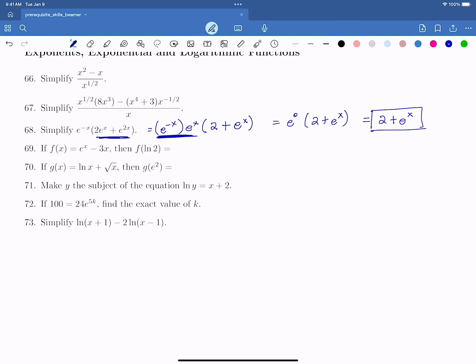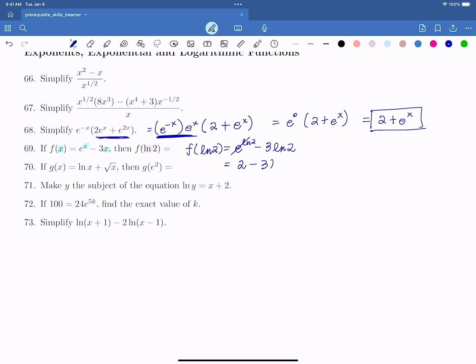If f equals e to the x minus 3x, then f of ln 2. So I'm going to highlight the input. The rule for this function is e to the power input minus 3 times input. And our new input is ln 2. So everywhere I highlighted an x, we're replacing it with ln 2. F of, replace the x with ln 2. E to the x, replace the x with ln 2. 3 times x, replace the x with ln 2. E to the ln 2, there's a rule for simplifying exponentials and log composition. That's just equal to 2.